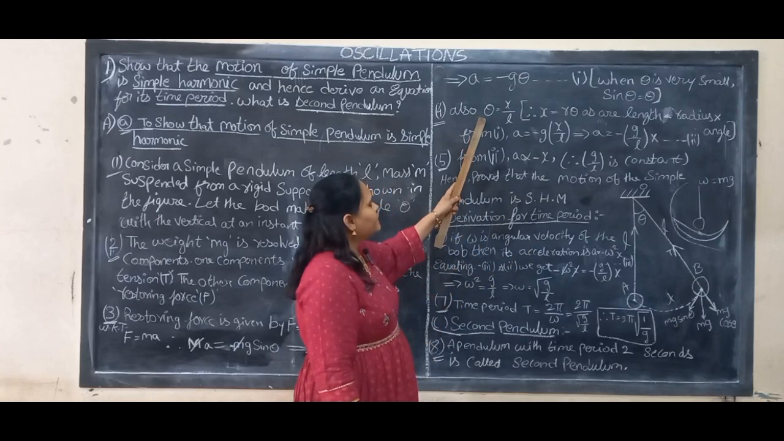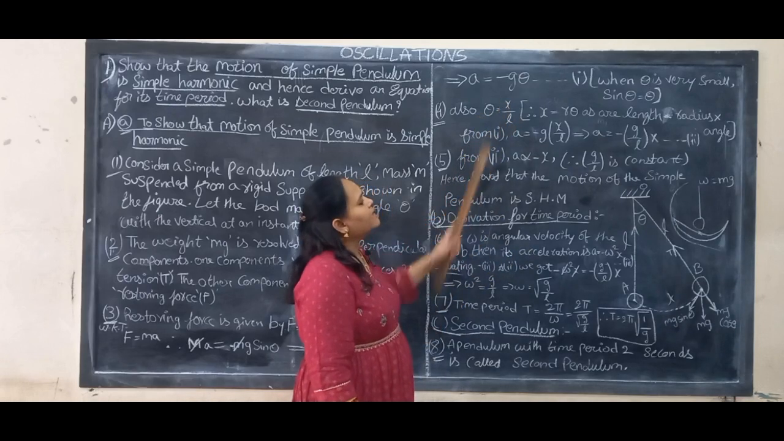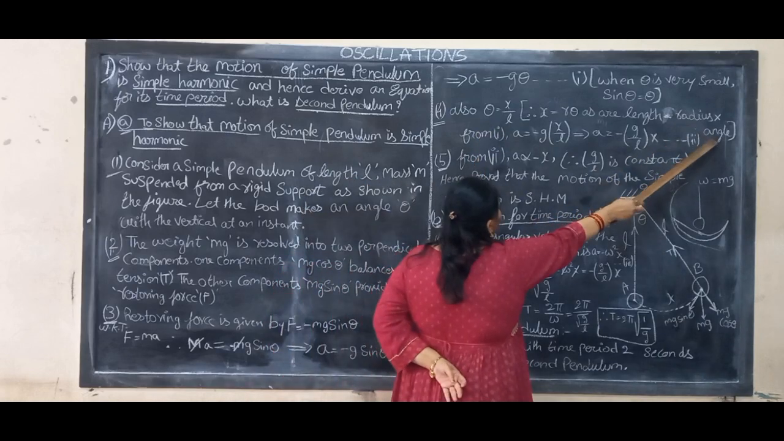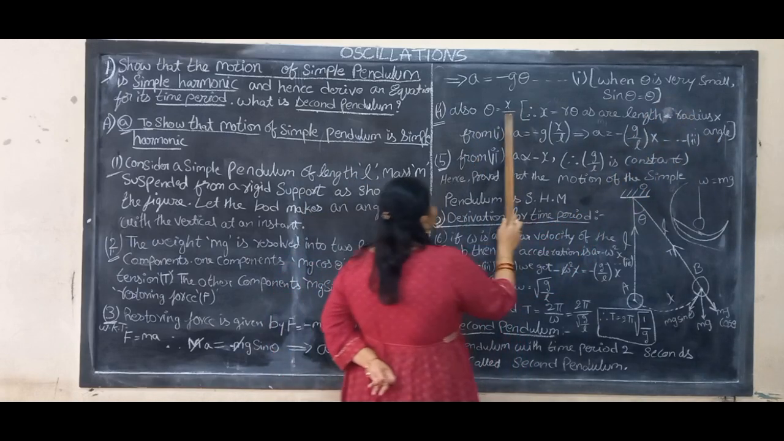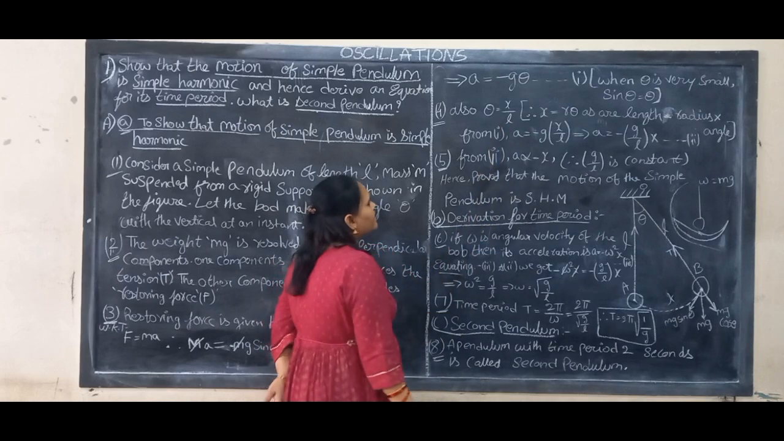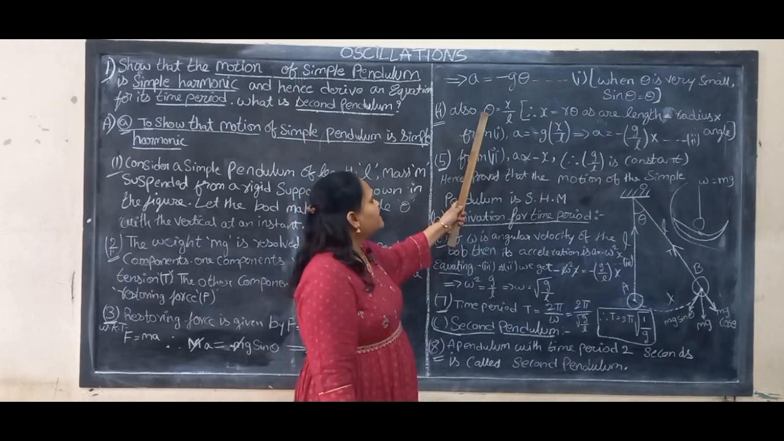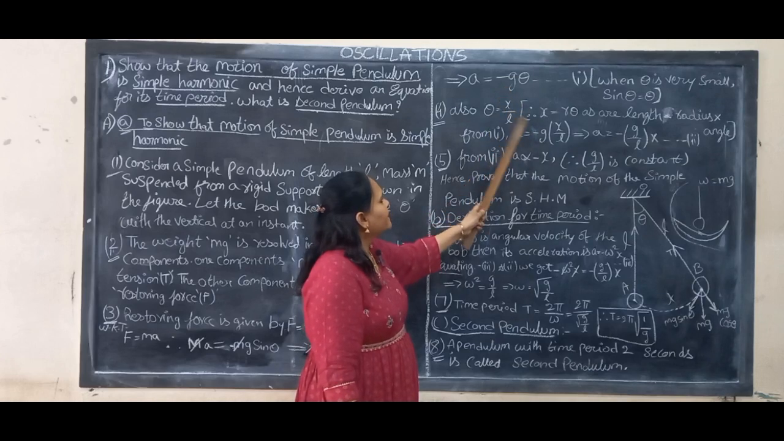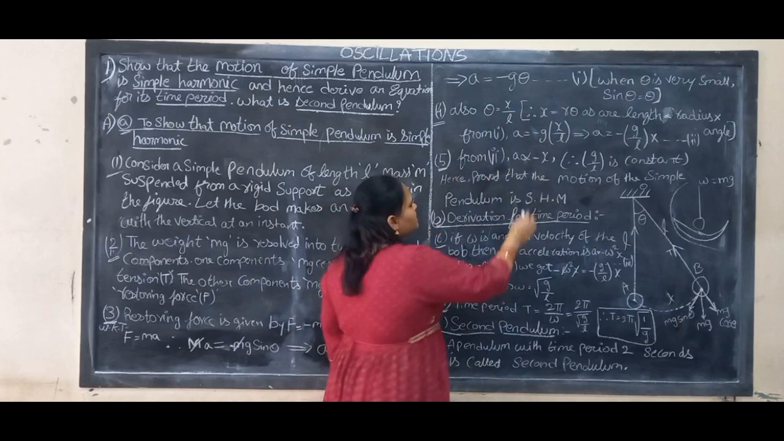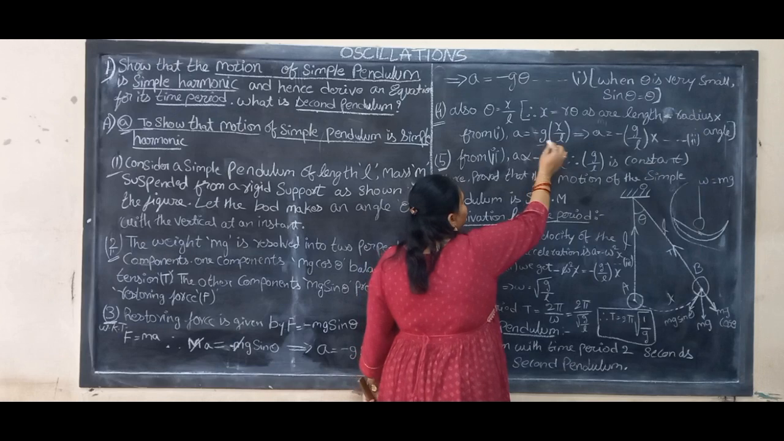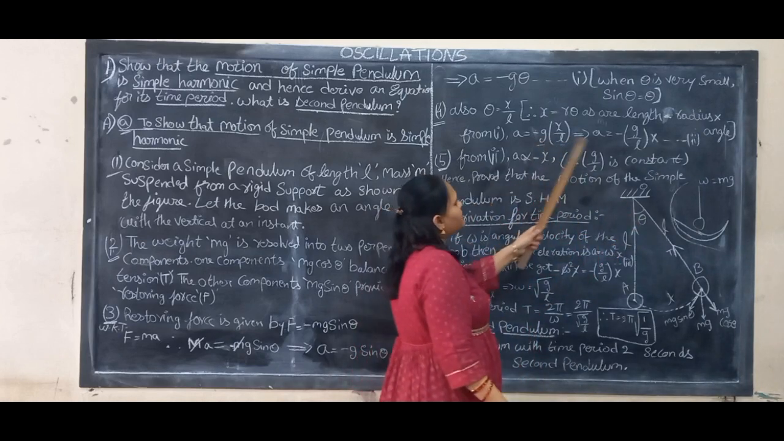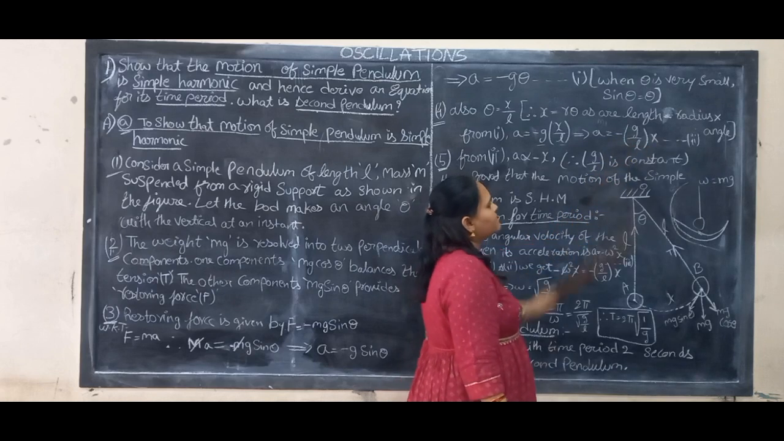From that you should write theta equal to x by L. Angle equals arc length by radius, where the radius is L here. So replace the theta value: a equals minus g into x by L. g is a constant value, acceleration due to gravity, and L, the length, is also constant. So it is only minus g by L into x.